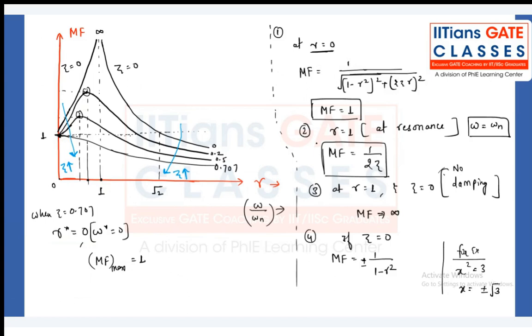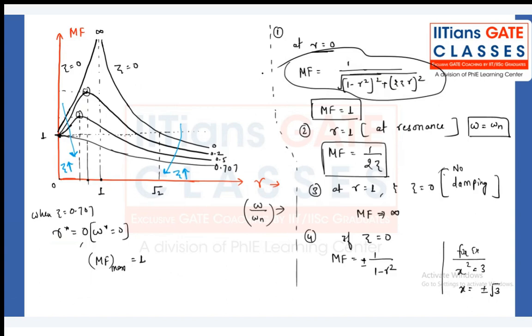Second conclusion, when R is equal to 1, when omega becomes equal to omega n, that condition is called resonance. At resonance, what is the magnification factor value? 1 upon 2 zeta. Put into this formula, and each and everything you will be getting.